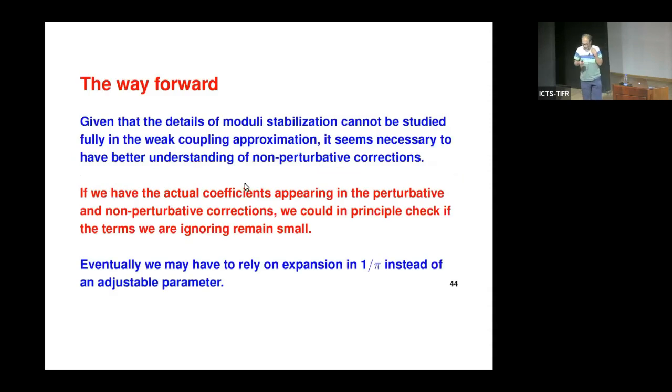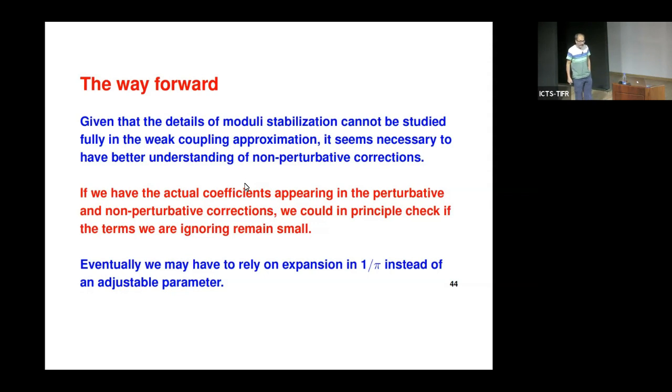The lesson I want to draw from this discussion is a way forward, and I think what we have learned is that, given that the details of moduli stabilization cannot be studied fully in the weak coupling approximation, it seems necessary that we develop a better understanding of non-perturbative corrections. We really need to understand the explicit coefficients that appear in these non-perturbative corrections to see if we can make a controlled study of moduli stabilization. Because if we have the actual coefficients that appear in the perturbative and non-perturbative corrections, then we could in principle check if the terms that we are ignoring remain small.